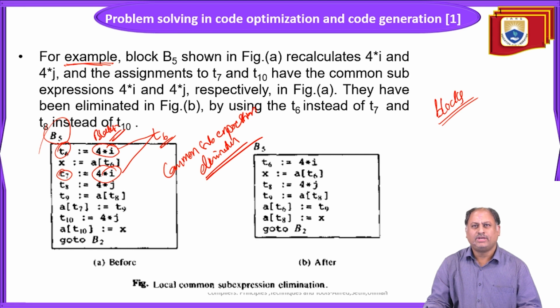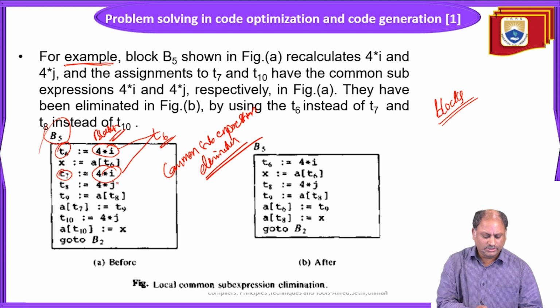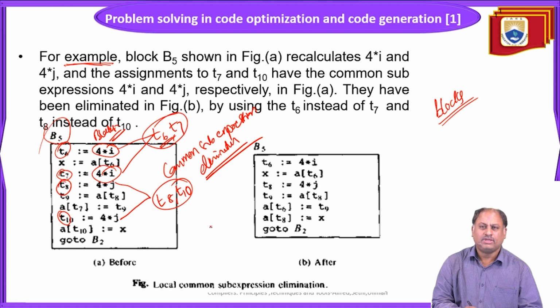Even if we eliminate the common subexpression, 4 star J, T8 and T10. These two are related: this is T6, T7, this is T8 and T10. So these two expressions are the same. Instead of taking the two expression computations, we perform T6. Instead of T10, we take the T8 computation. Why? Because in the next computation, x equal to 8x, T9 is A of T8.